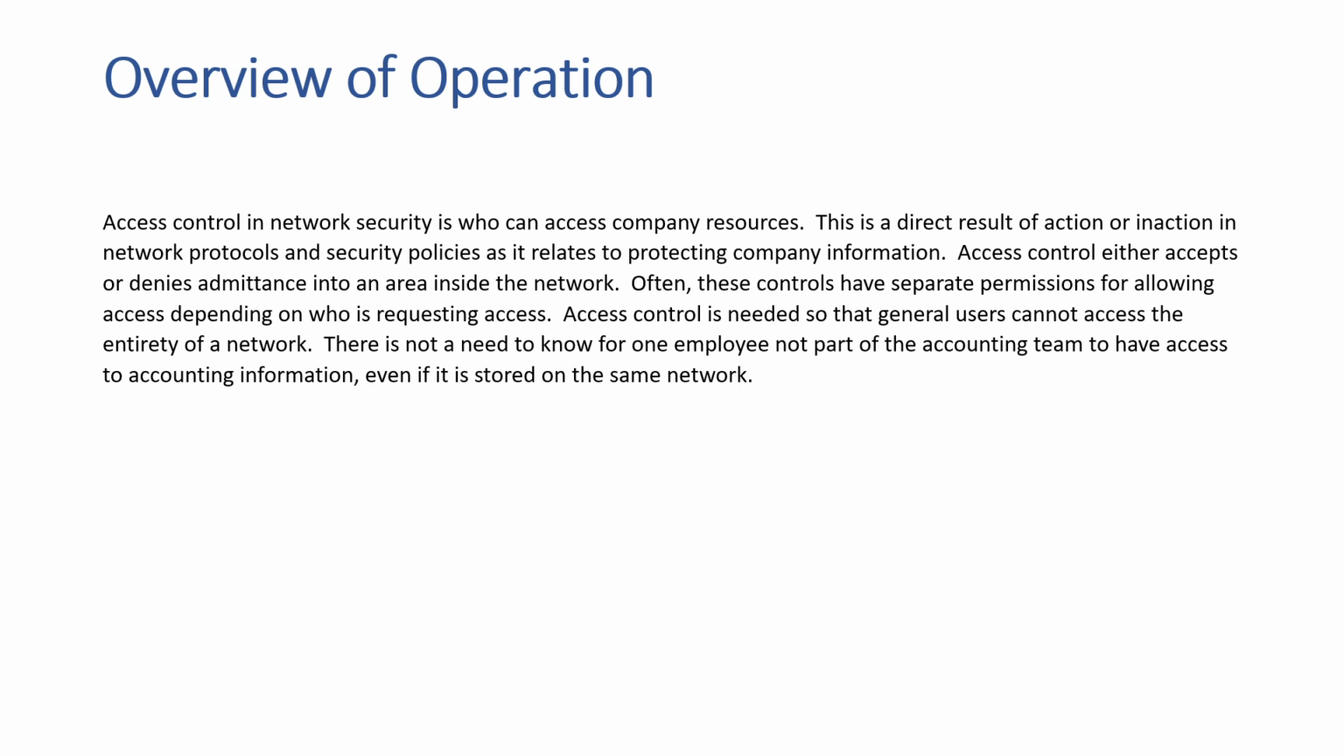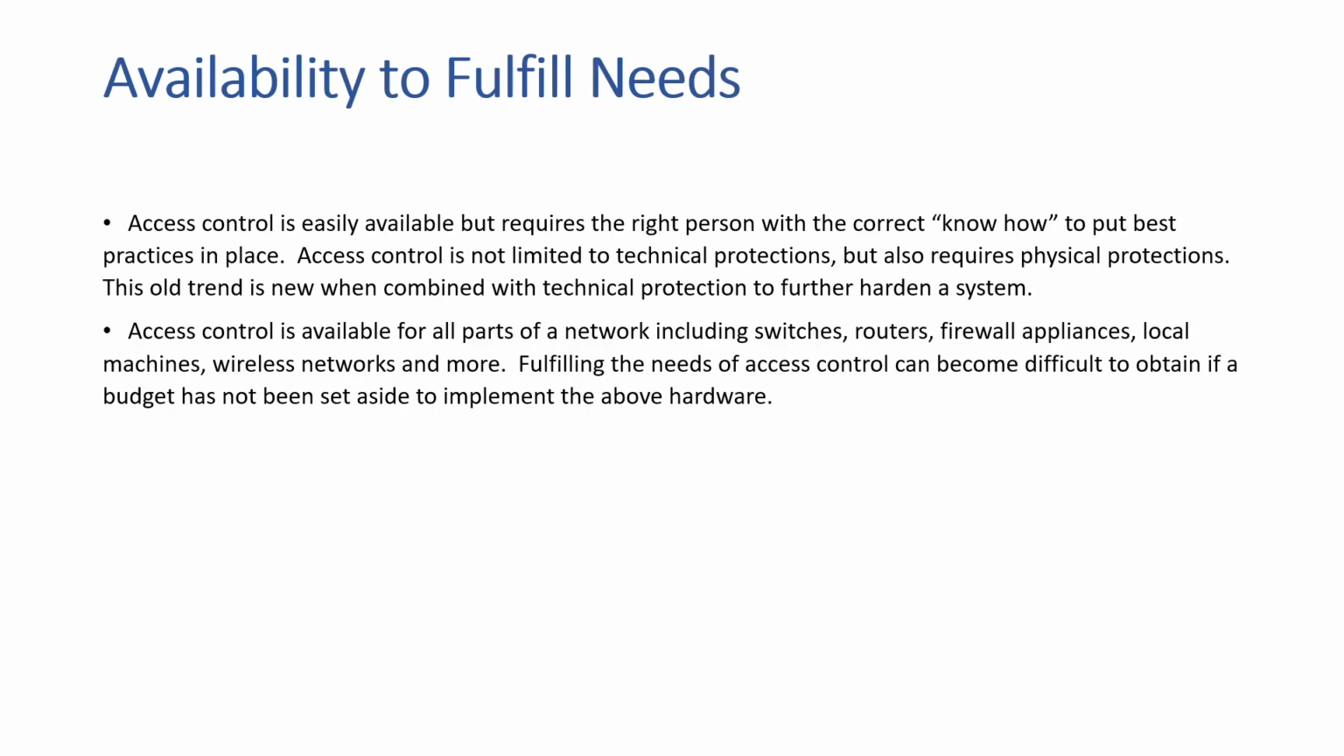For example, you could have an administrator who can access all, or an accounting team who can access just the accounting information, even if it is all stored on the same network. Access control either accepts or denies admittance into an area inside the network. Often, these controls have separate permissions for allowing access depending on who is requesting access.